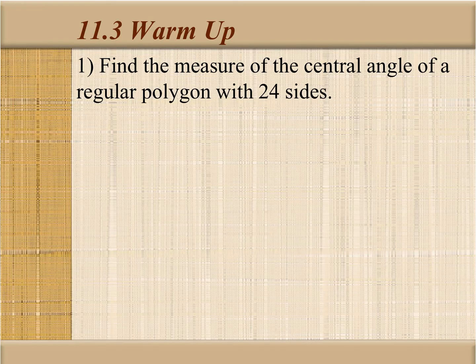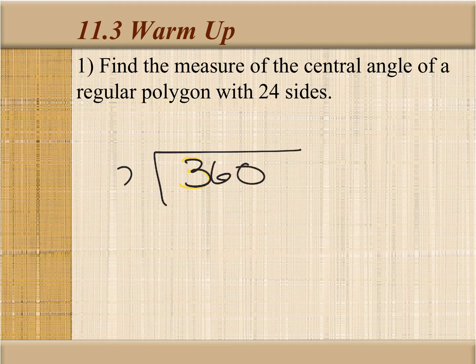Okay, so for 11.3, the first question is find the measure of the central angle. Remember, all you have to do to find the measure of the central angle is take 360 and divide it by the number of sides. So this was a 24-sided polygon. So divide 24 into 360 and you get 15. So the measure of the central angle is 15 degrees.